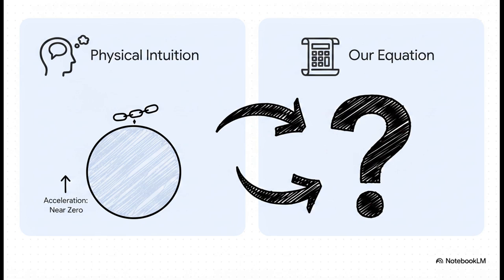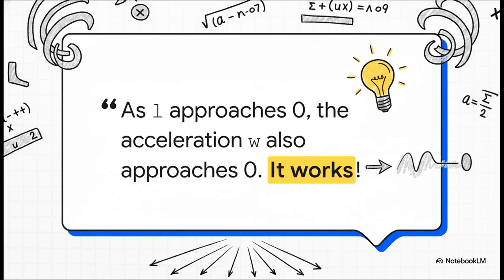Just think about it physically. A tiny little chain balanced right at the very top of the sphere. It should barely move, right? Its acceleration should be pretty much 0. The question is, does our fancy formula agree with our gut feeling? And what do you know? It absolutely does. There's a handy math trick for when an angle is very small. And when you apply it here, it shows that as the length L gets smaller and smaller, the acceleration w from our formula also gets closer and closer to 0. The math perfectly matches our physical intuition. That's when you can feel really confident that you've got the right answer.